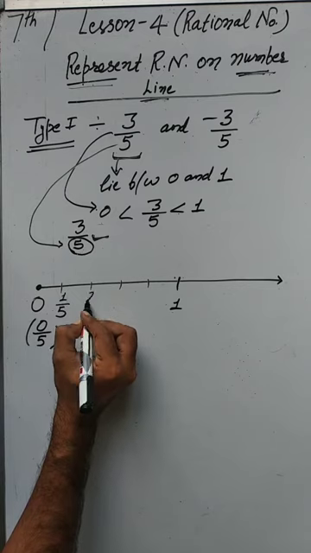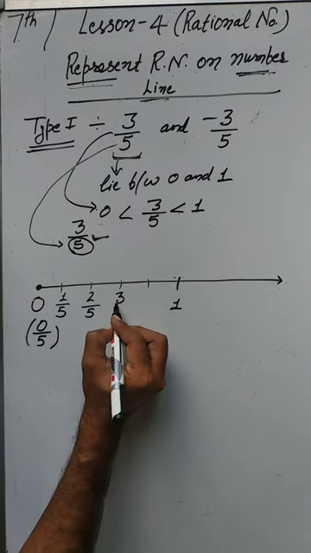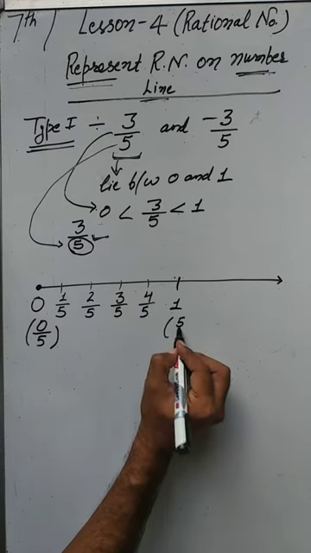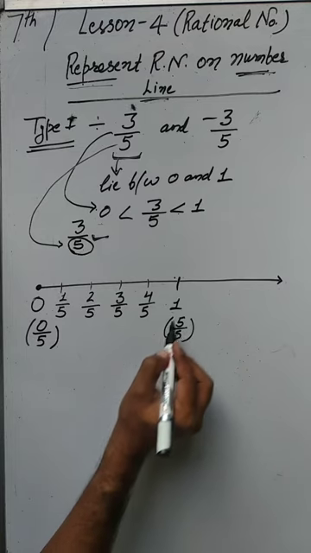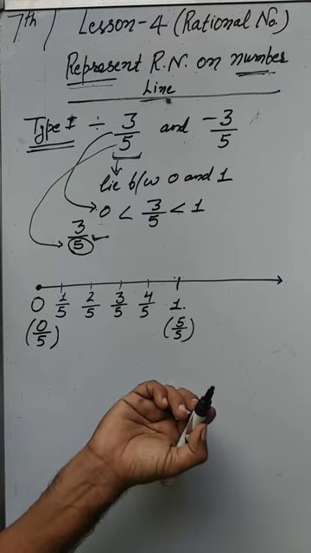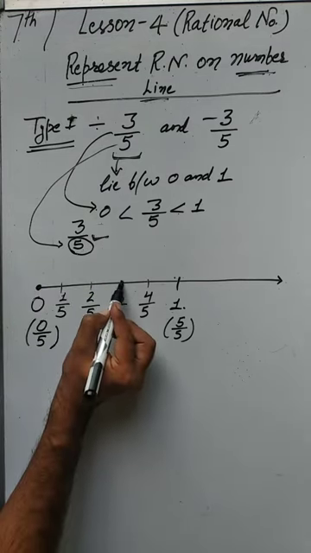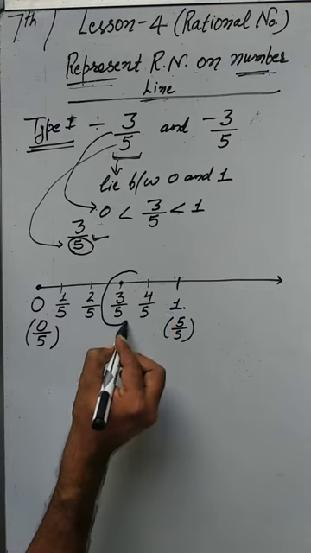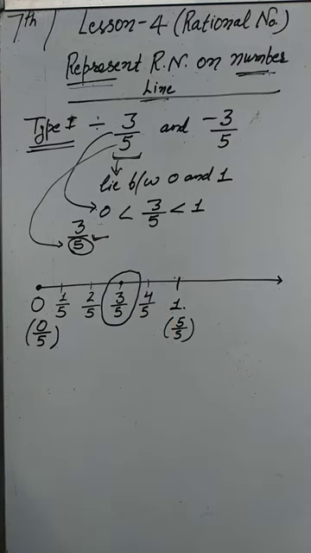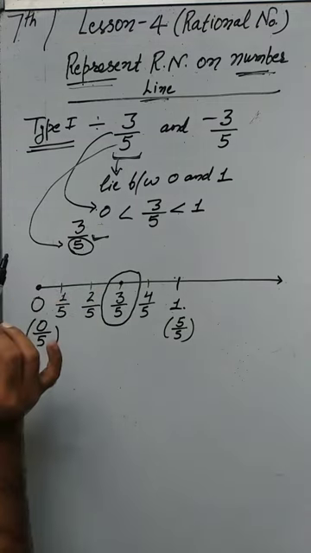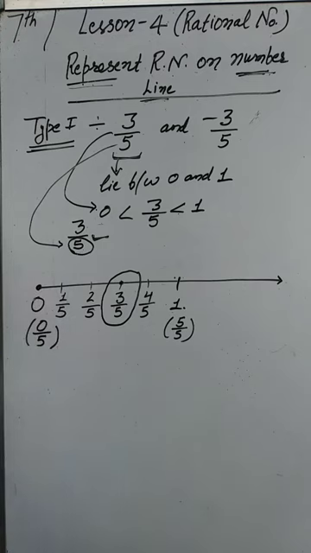After 0 beta, next number is 1/5. Next is 2/5, 3/5, 4/5, and next number is 5/5. 5/5 means 5 cancels with 5, it is equal to 1. Understood? Now clearly you have seen where is our number 3/5. This is our number 3/5. In that way, you can represent the rational number on the number line. The positive rational number in which numerator is smaller than the denominator always lies between 0 and 1.